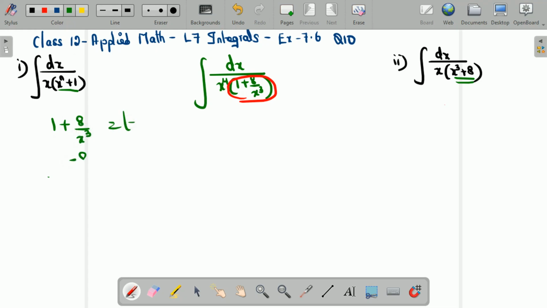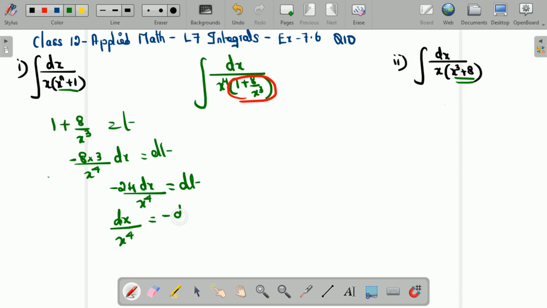So this is minus 8 into 3 divided by x power 4 dx is equal to dt. So this is minus 24 dx divided by x power 4 is equal to dt. We already have a dx by x power 4. So let's find the value. Dx by x power 4 is minus dt divided by 24. So now let's make the substitution back. So this is integral of minus dt by 24, the whole thing by t.